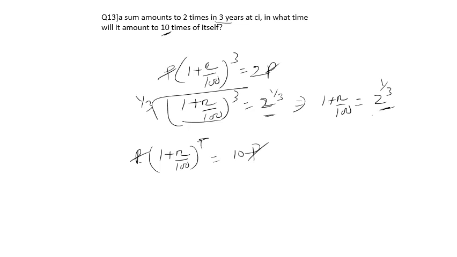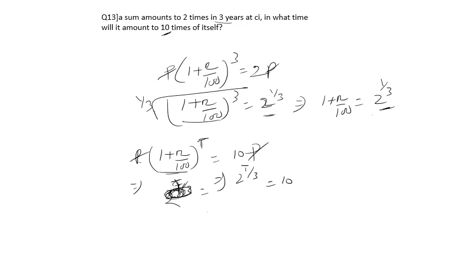Now let me replace this part here. I'll replace 1 + r/100 with 2 to the power 1/3, so it becomes 2 to the power t/3. This is t, guys. Let me write it once more here: 2 to the power t/3 equals 10, right?